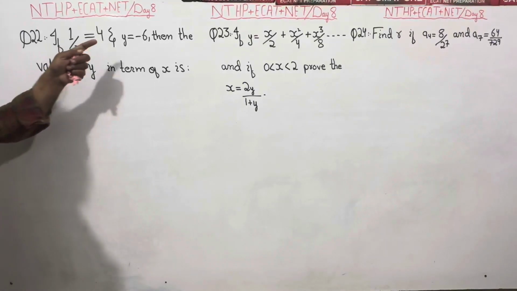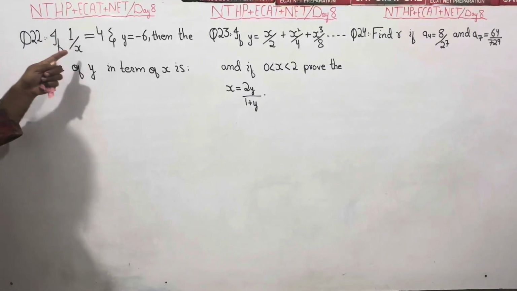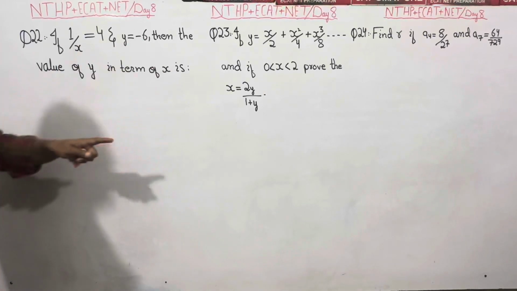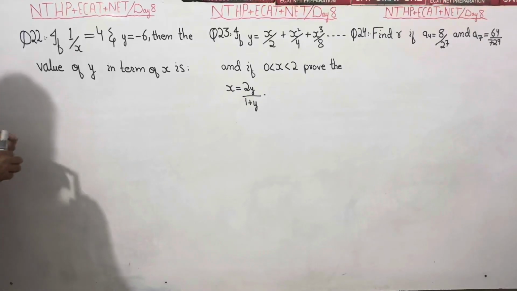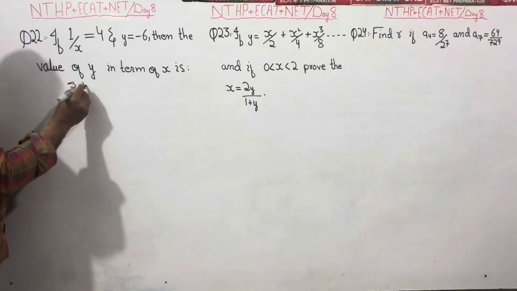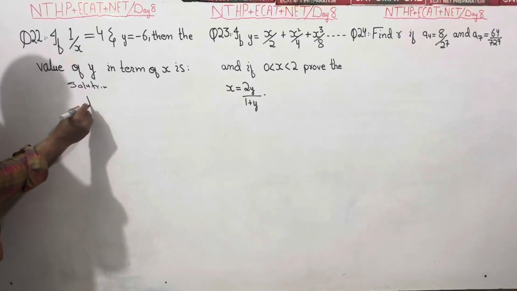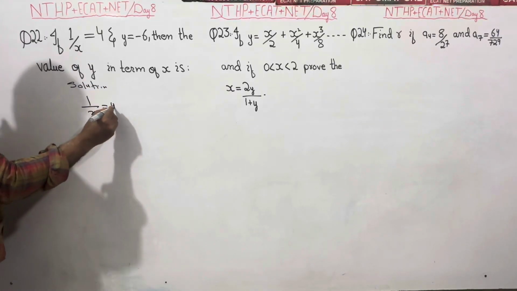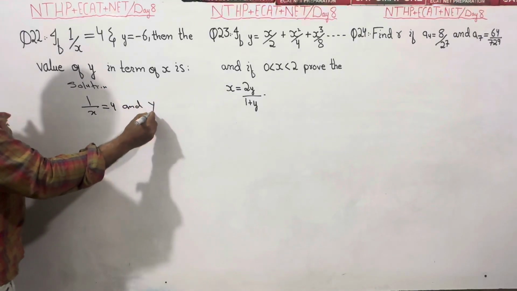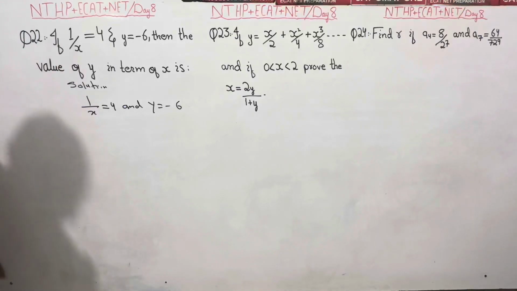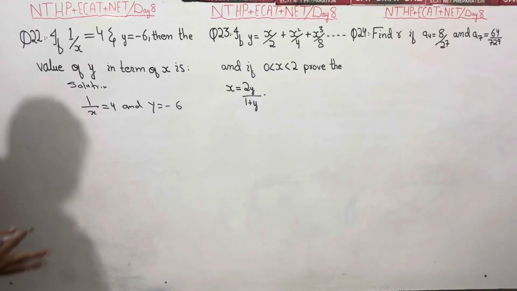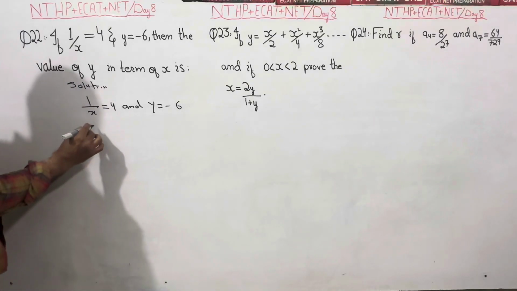If 1 over x is equal to 4 and y is equal to minus 6, then find the value of y in terms of x. We have given 1 over x is equal to 4 and y is minus 6. We have to express y in terms of x. On appearance, it is quite simple, but whenever you attempt it, it demands more than you think.